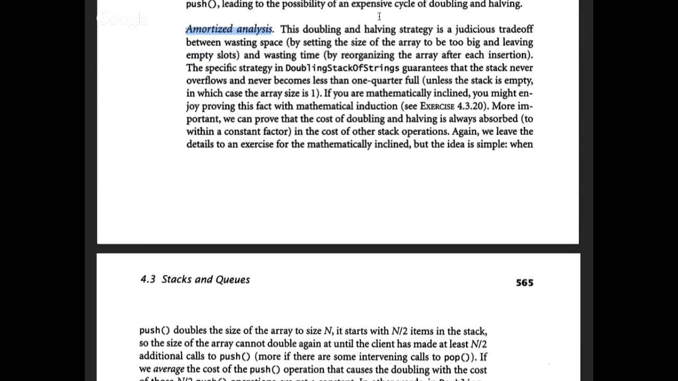And then I can add 7 more, 1, 2, 3, 4, 5, 6, 7. And then it'll cost 16 plus 1, and it'll carry on like this. So how do I calculate the average of this whole thing?